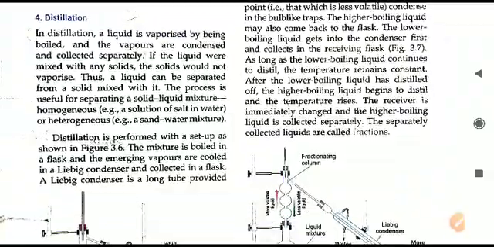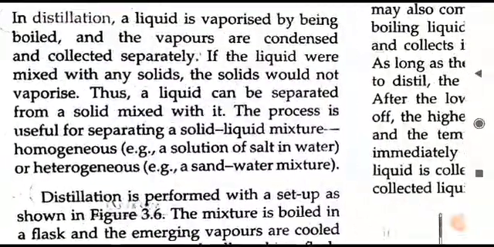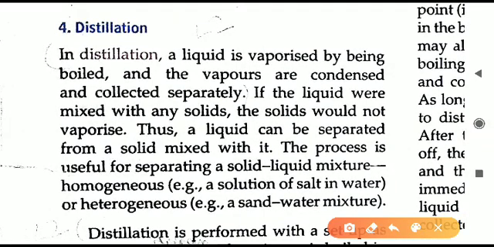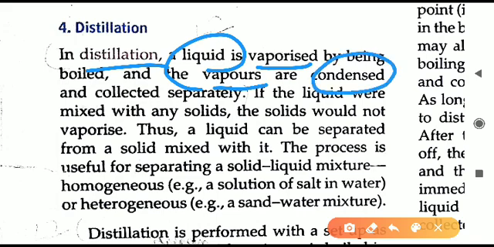Next one is the fourth point, that is distillation. Distillation is a little bit advanced method. So in this, what is done? It is almost purification of a liquid. Liquid is vaporized. In this case, evaporation of a liquid is done, and when the liquid is vaporized, it will become into vapors. The liquid that we heat, on heating liquid will convert into vapors, and these vapors are then condensed. Condensed means they will be cooled down. On cooling, what will happen? The vapors will again become into liquid.